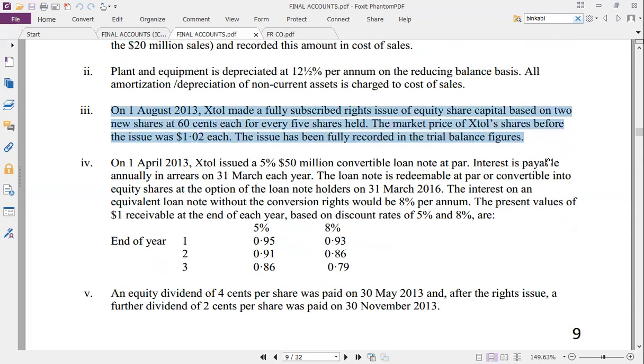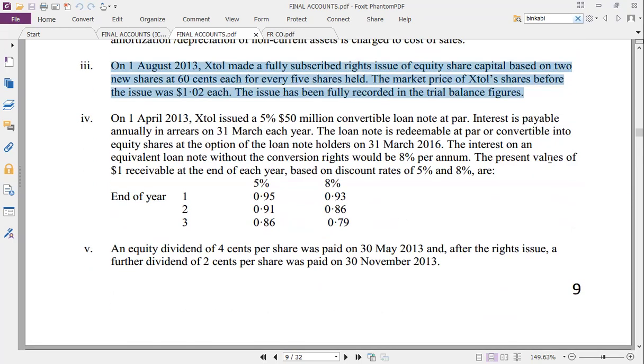So let's go to note 4. Note 4. On April 1st, 2013, a stock issued 5% $50 million convertible loan notes at par. Interest is payable annually in arrears on the 1st March each year. Fine. Now, 1st April, that's the beginning of the year. Thank God, we don't have anything to control it.